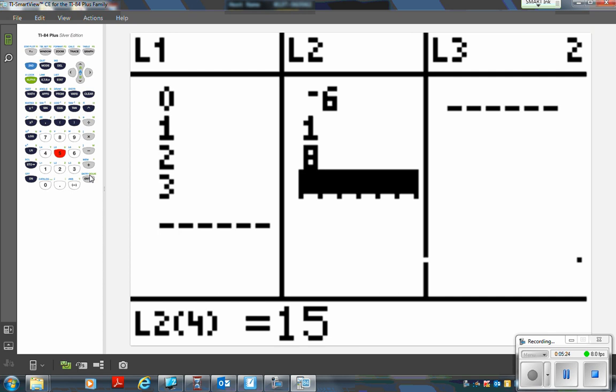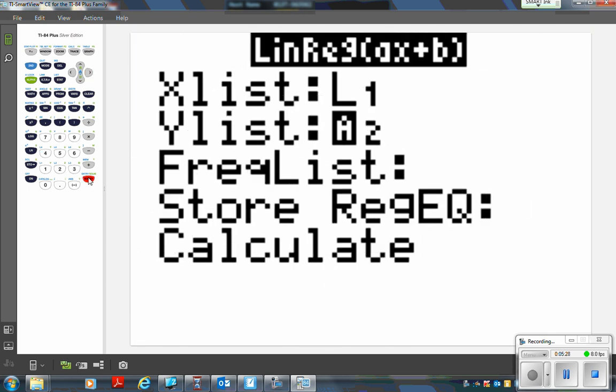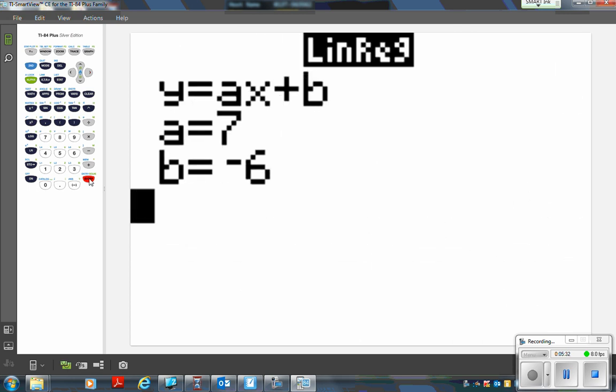And then all you have to do is go stat to the right, 4, enter, enter, enter, enter, and one more enter. The equation is, this is A, it's 7, this is B, it's -6. Y equals 7x minus 6.